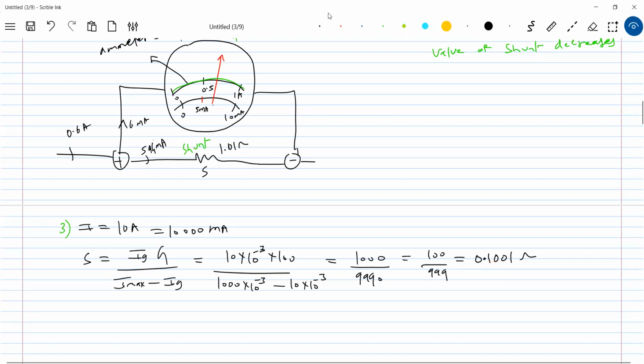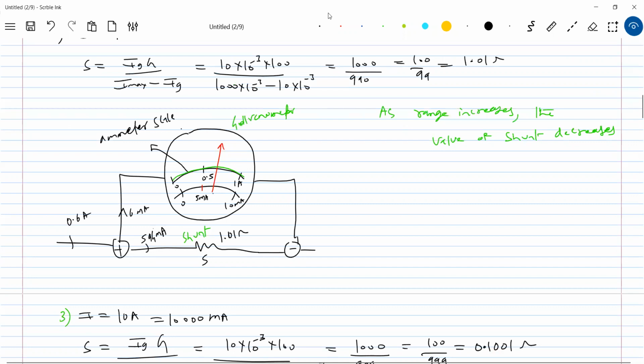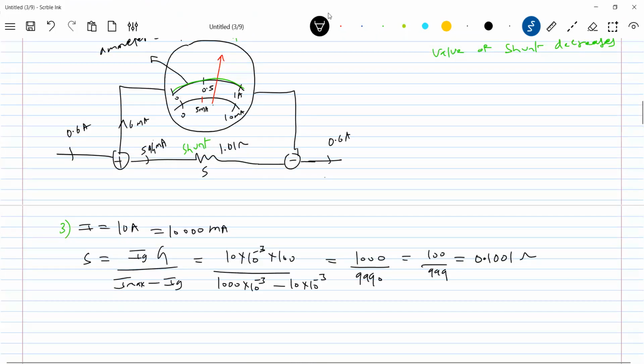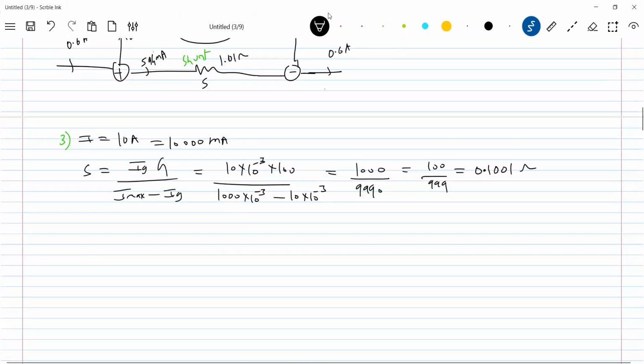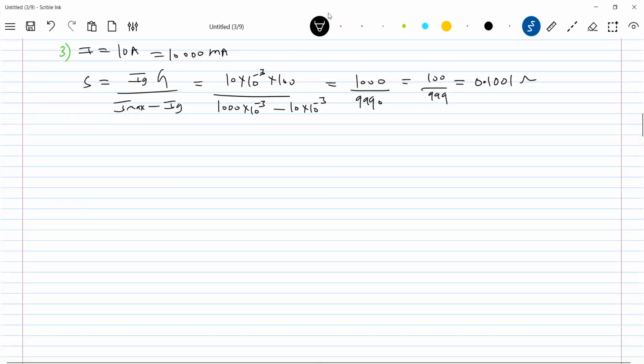This is a condition which you have to remember. For an ammeter, as the range increases, shunt value decreases. And what is the effective internal resistance of the ammeter? Galvanometer resistance and shunt resistance are in parallel, as seen by the current entering a junction. So therefore, the internal resistance of the ammeter should be GS by G plus S. Let's see practically, if I use it, what problems I'm going to encounter.